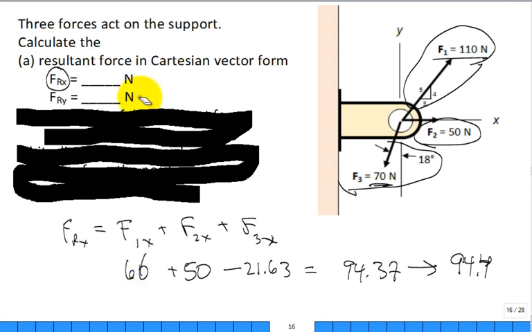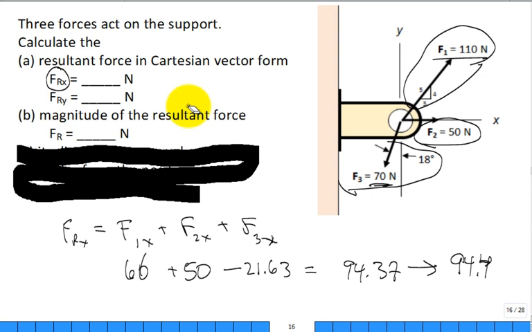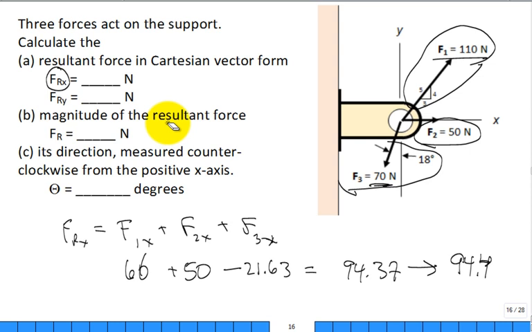All right, so then you would do it in the Y. Then, what is the magnitude? I don't have time, I'm going to skip this. But do you know how to calculate the magnitude knowing the result in X, Y? Pythagorean's theorem, right. And then you would get the angle of the orientation, counterclockwise.